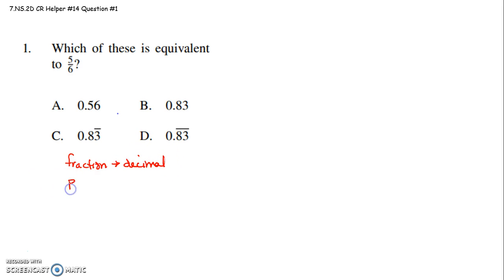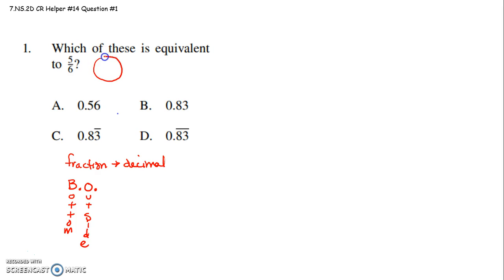some teachers tell you make sure you BO, and that stands for bottom, goes on the outside of the division box. But if you didn't put the bottom on the outside of the division box, you would come up with a number greater than 1. And 5/6 is definitely less than 1.